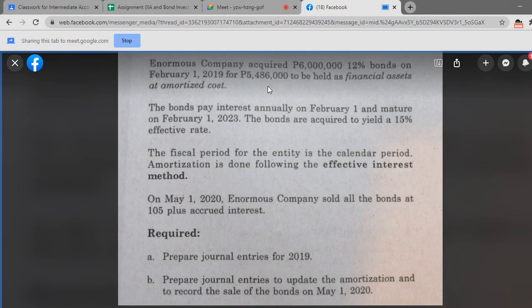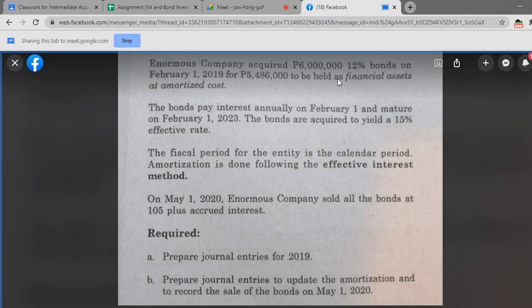To be held as financial asset at amortized cost. The bonds pay annually. Ito, gusto ko basta annually. Ayoko ng semi-annual. Nakakapagod. Annually on February 1. Yun lang, kasi February, hindi December. And mature on February 1, 2023. Pero okay lang. At least, February pod nato siya gipalit. Then, February pod iyahang payment. So, wala tayong accrued interest or wala tayong interest income na babayaran. Dahil hindi siya between dates. I hope nakuha niyo yung concept na yan.